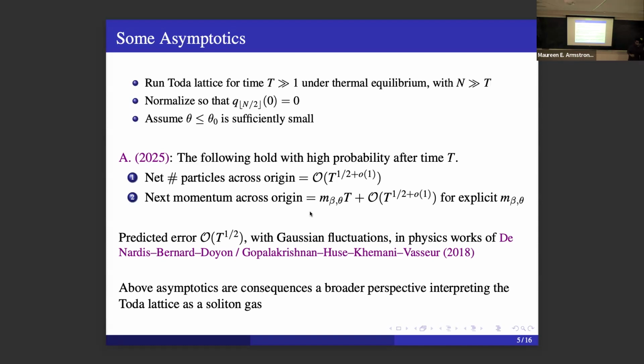The second thing I can ask is the net momentum across the origin. So I again look at particles crossing the origin, and every time a particle crosses from left to right, I add its momentum, p. And every time it crosses from right to left, I subtract its momentum. So I subtract p.